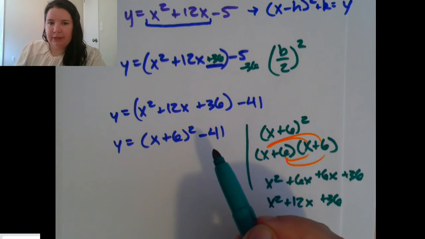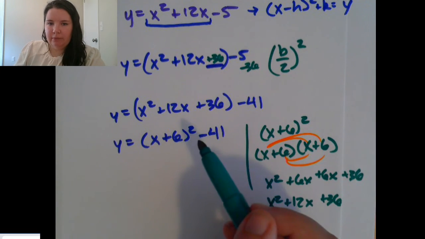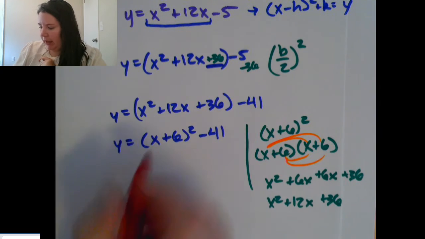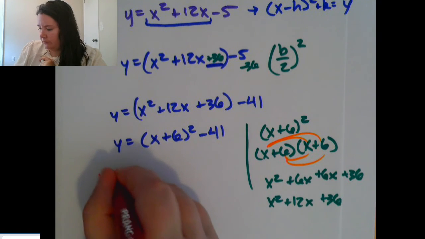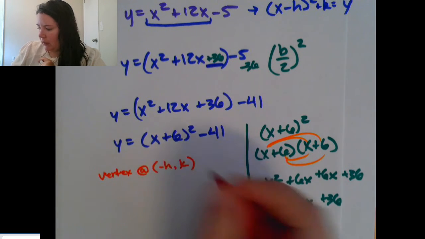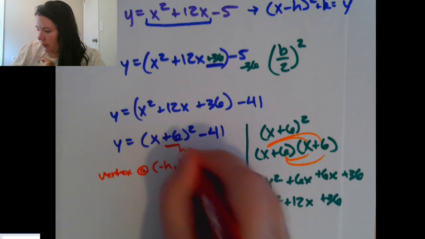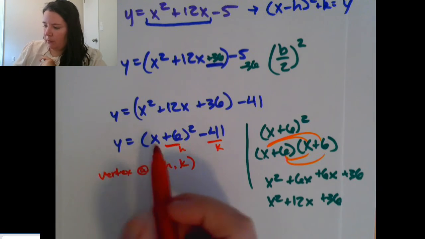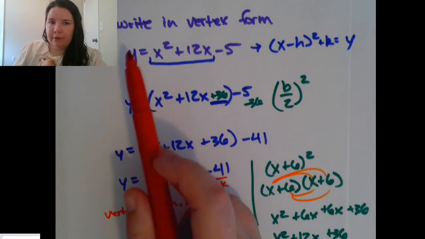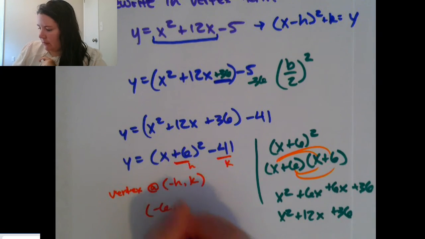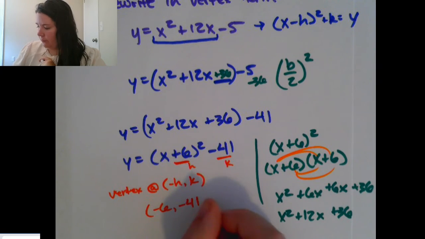And that's it. This is vertex form. I have something squared minus a number or plus a number. I do want to add that your vertex is at negative h comma k, and this is your h value, this is your k value. So the vertex of our original problem is at negative 6 comma negative 41. Okay.